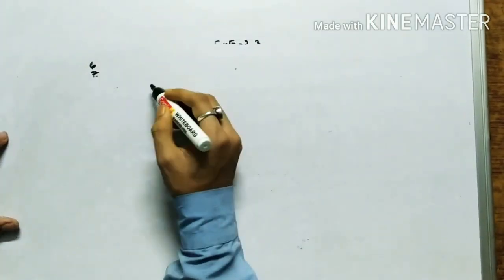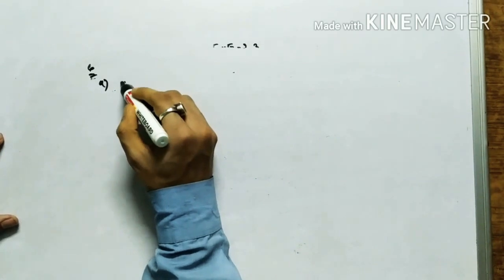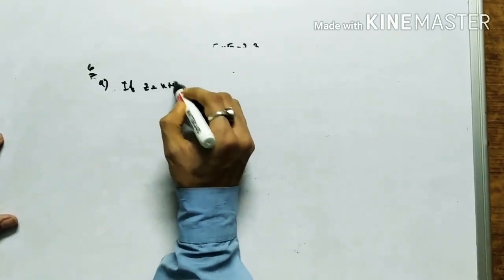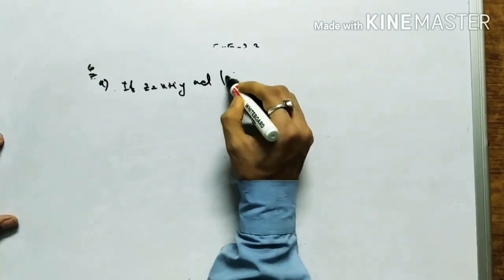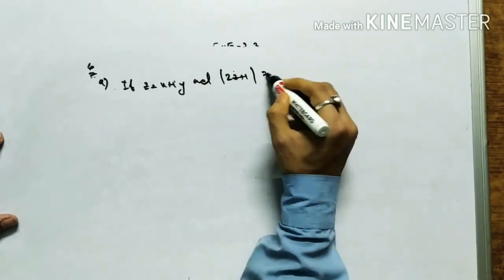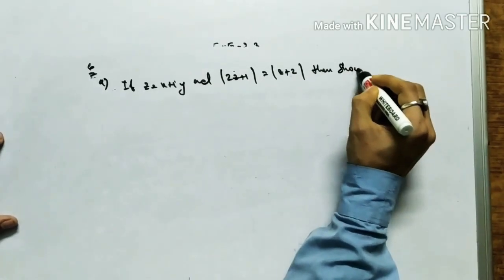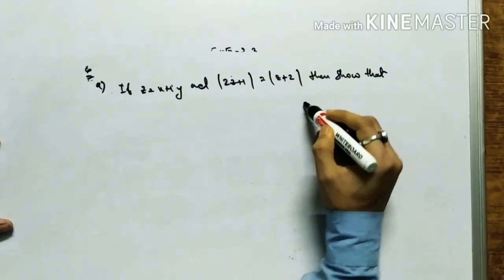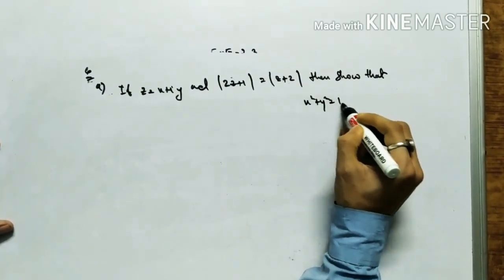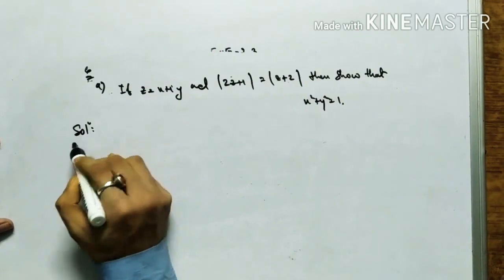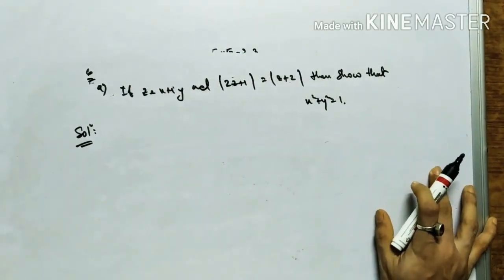Next I am going to type 6, term number A. If z is equal to x plus iy and modulus of 2z plus 1 is equal to modulus of z plus 2, then show that x square plus y square is equal to 1.